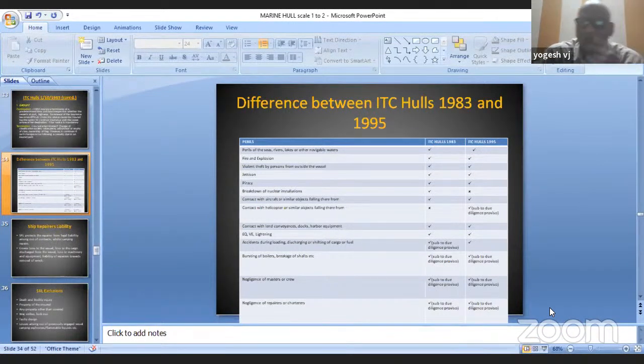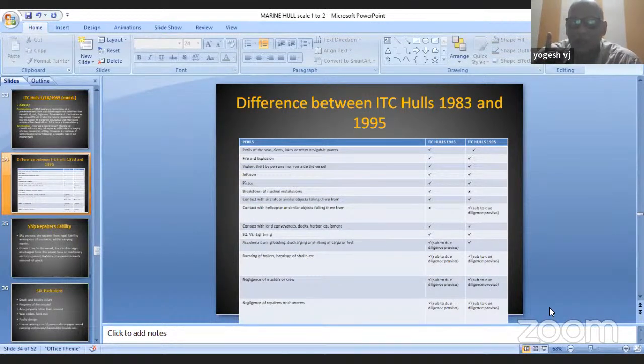1995. I don't know whether you can see this, but I will share this PowerPoint with you. Now, this clear cut tells us कि 1983 में क्या कवर्ड है और 1995 में क्या एक्स्ट्रा है. Okay, so perils of the sea are covered in both, fire explosion covered in both, violent theft covered in both, jettison piracy. Breakdown of nuclear installation is covered in 1983, but it is not covered in 1995. Remember that.